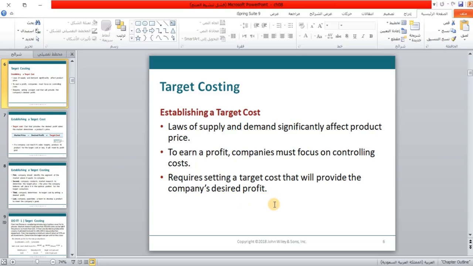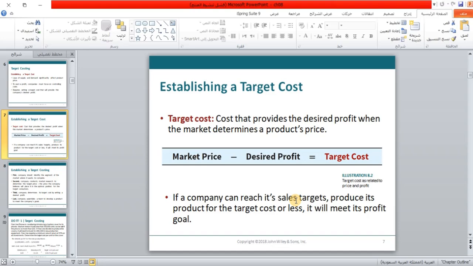Therefore, if the price is determined from outside the company, and we determine the desired profit, then we reach the target cost. Target cost provides the desired profit when the market determines a product price. Target cost when the market determines the price: market price less desired profit equals target cost.